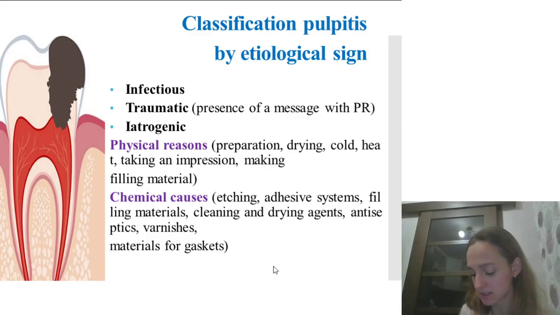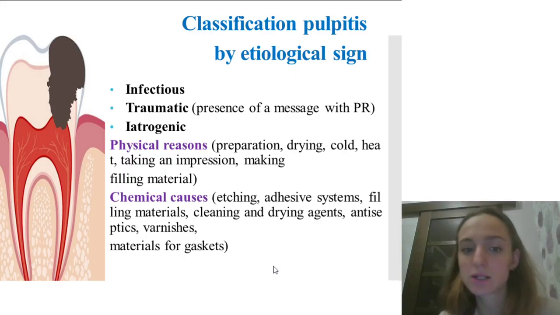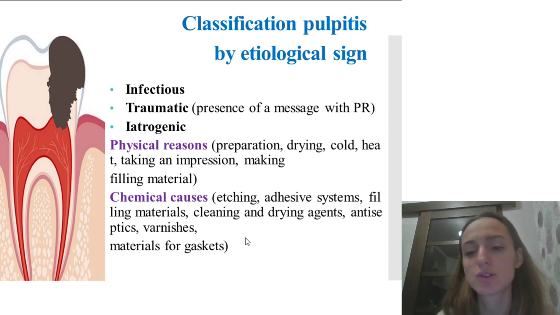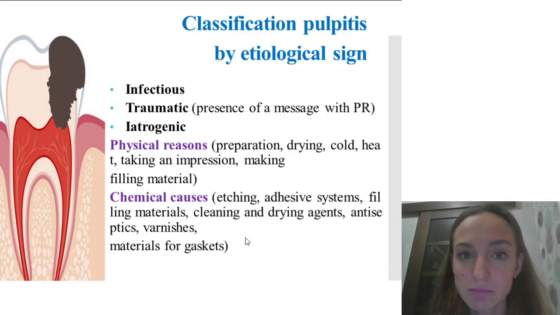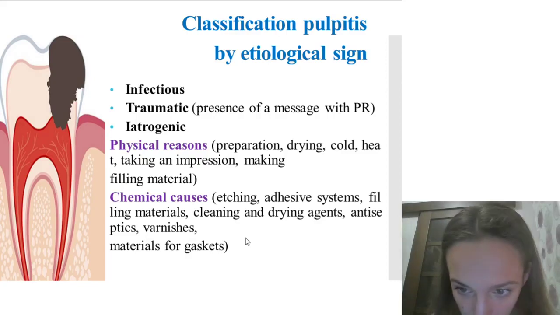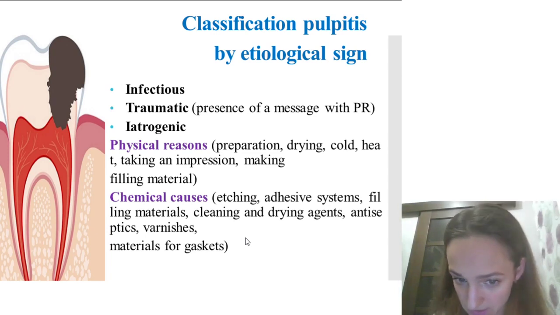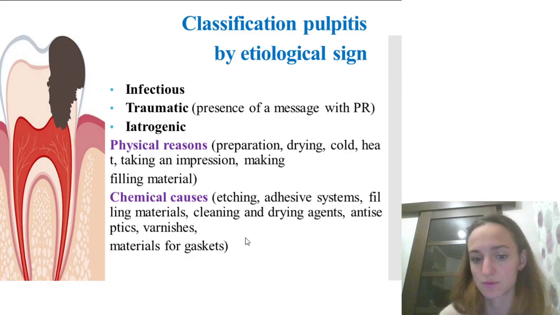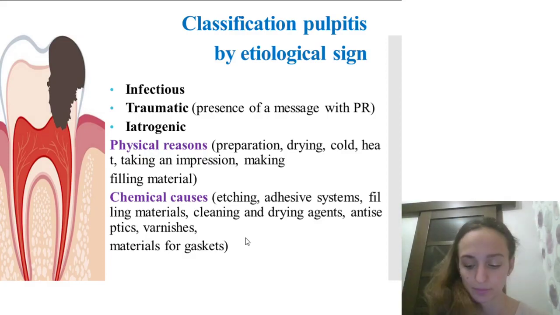And the third group, it is aggravated chronic pulpitis, and the fourth, pulpitis complicated with periodontitis. Classification of pulpitis by etiological factors can be infectious, traumatic, and iatrogenic. Physical reasons: preparation, dry and cold, heat, taking an impression, making filling materials. Chemical causes: etching, adhesive systems, filling materials, cleaning and drying agents, and different antiseptics, varnishes, and materials for filling.